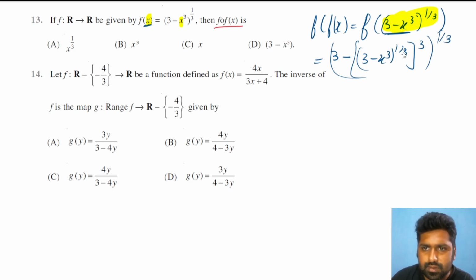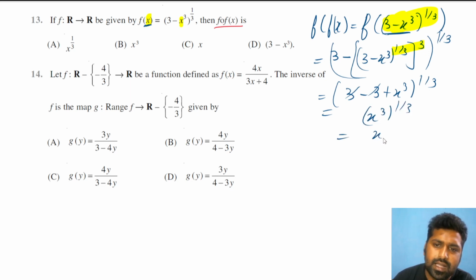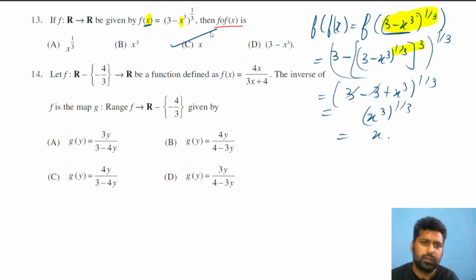Now let's solve this. We can combine these two powers. So it is 3 minus, they cancel each other, no? The 1 by 3 and 3 cancel, so this becomes 3 minus x cubed only, so minus 3 plus x cubed, power 1 by 3, 3 also cancels. This is x cubed power 1 by 3. What is that? x. Okay.